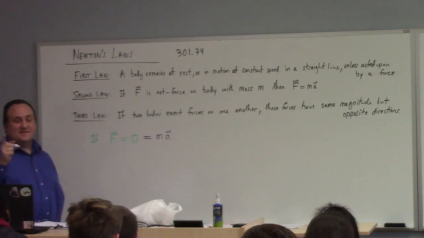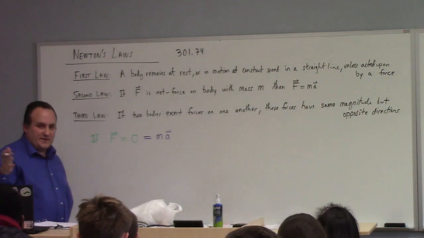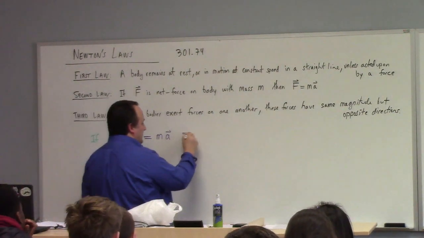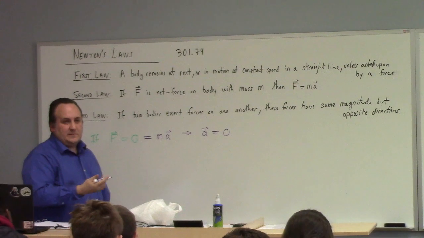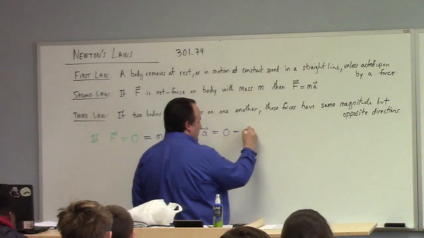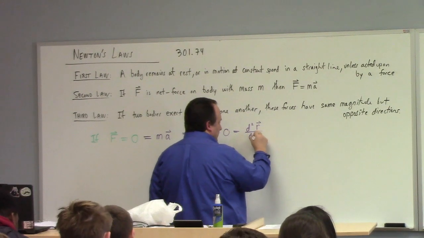Okay, so let me get to the point here. Let's say that the mass is non-zero. This force is what you told me 3 minutes ago. The acceleration must be zero, right? But the acceleration is equal to, by the definition we've already made, the second time derivative of the position, right?